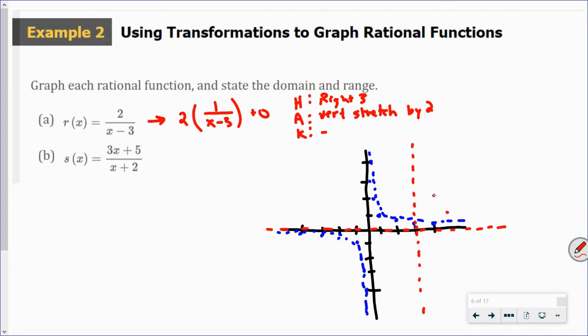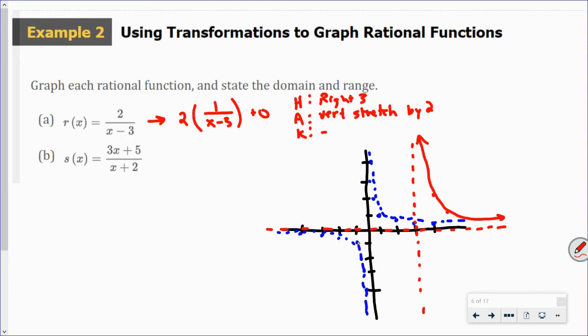Okay, so I've got some points on here, and then we can graph this. So it's going to approach that one. We've got those 2 points. It's going to approach this one. And then these points also get moved over 3 and vertically stretched.